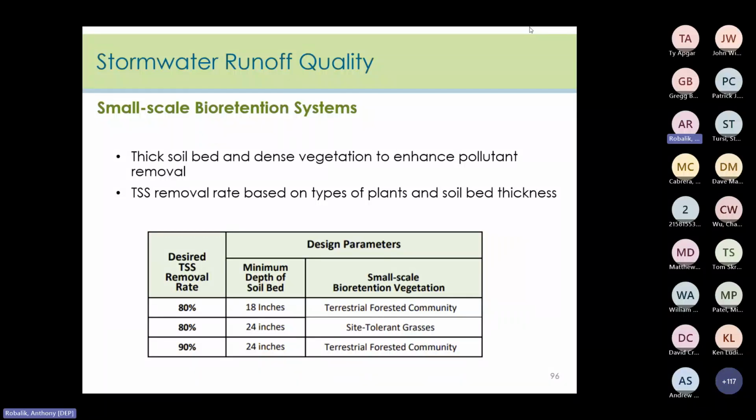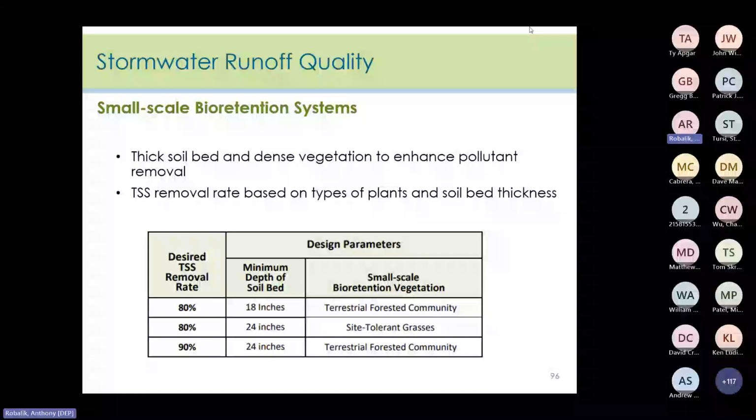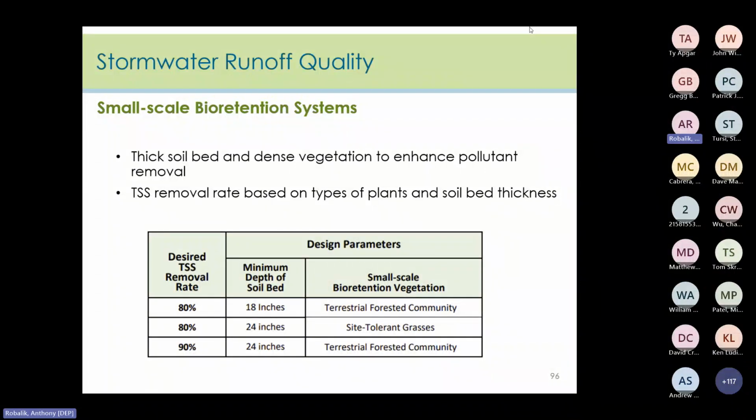Small-scale bioretention systems rely on healthy, dense vegetation. The type of vegetation and the thickness of the planting bed determine the TSS removal rate. And here's a table with some design parameters and the corresponding TSS removal rates. This is taken straight from our BMP manual.